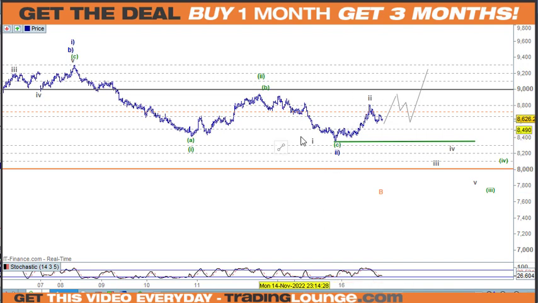So just understand this here, I guess that's the main thing. But currently that would be like 3 waves up at this point. So anything under that little low there would be to the downside.